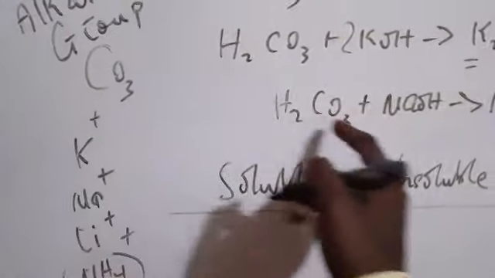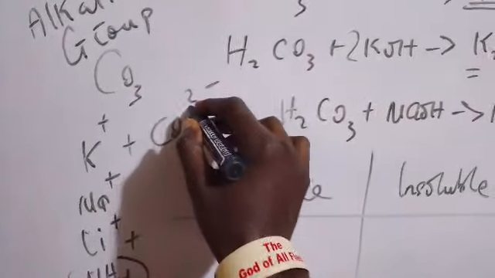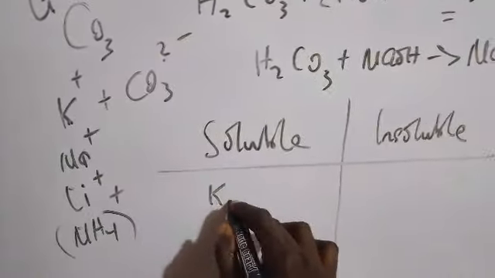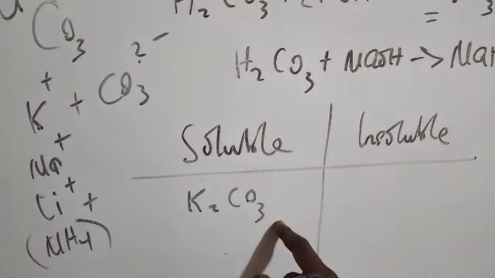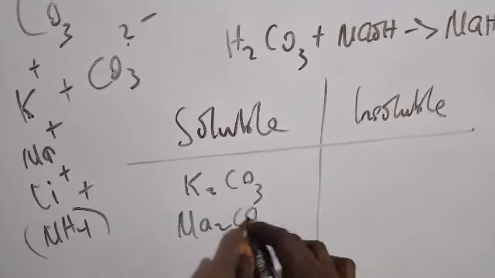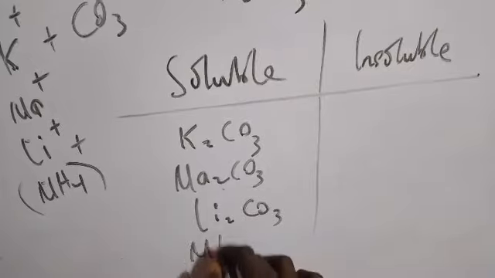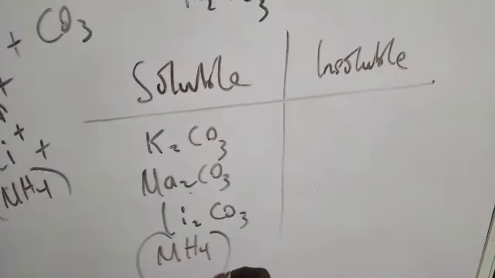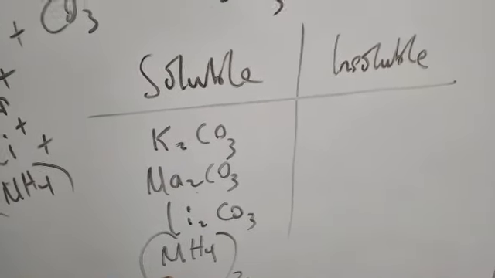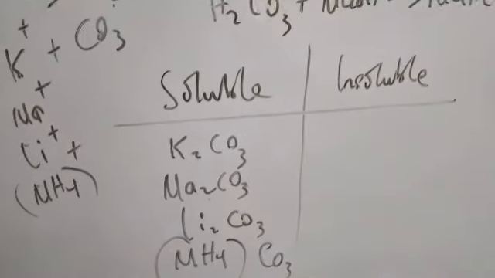So if we combine it with CO3, for example, K+ and CO3 2-, these two will cross over, so we have K2CO3. This is an example of a soluble Trioxocarbonate 4. Likewise, Na2CO3. Likewise, Li2CO3. Then likewise, (NH4)2CO3. Because it's a radical, the 2 is for both nitrogen and hydrogen there. These are examples of soluble Trioxocarbonate 4.